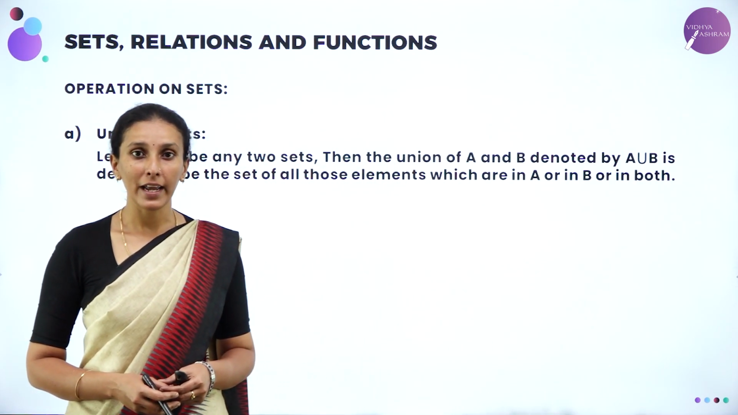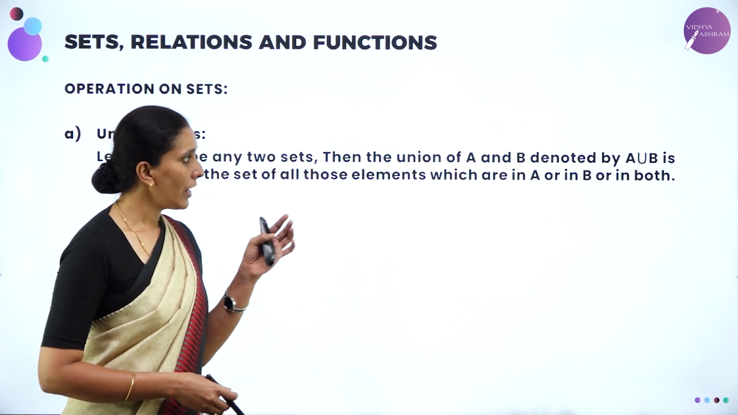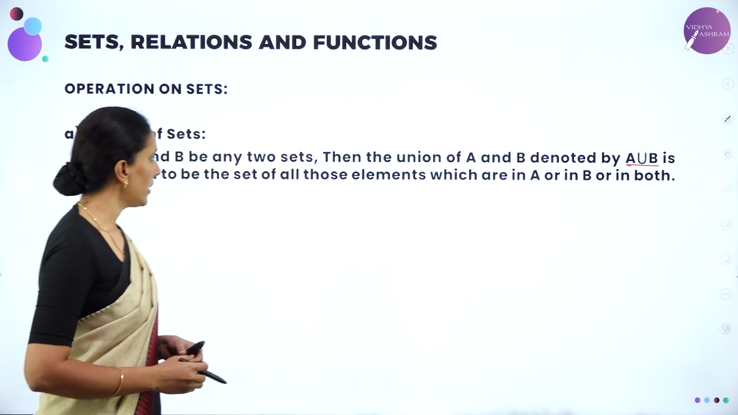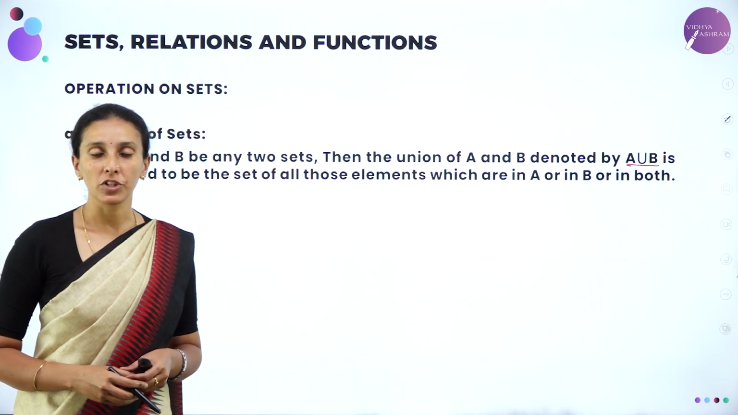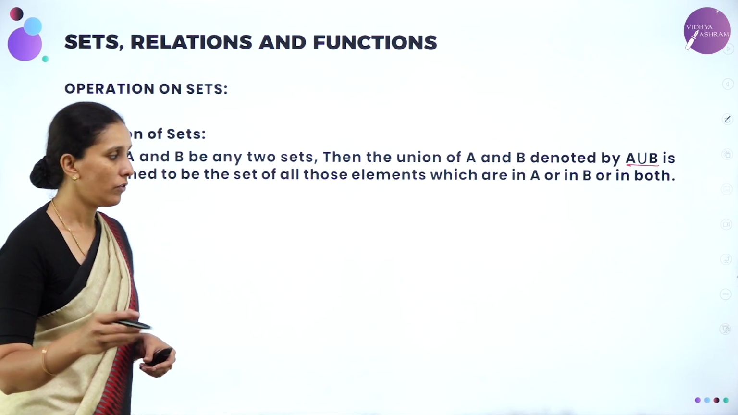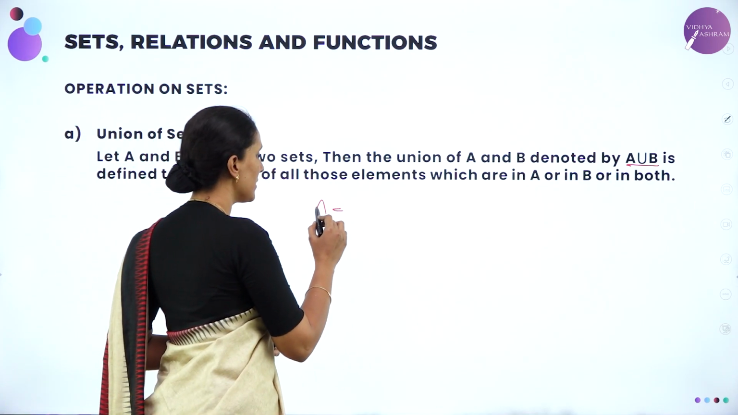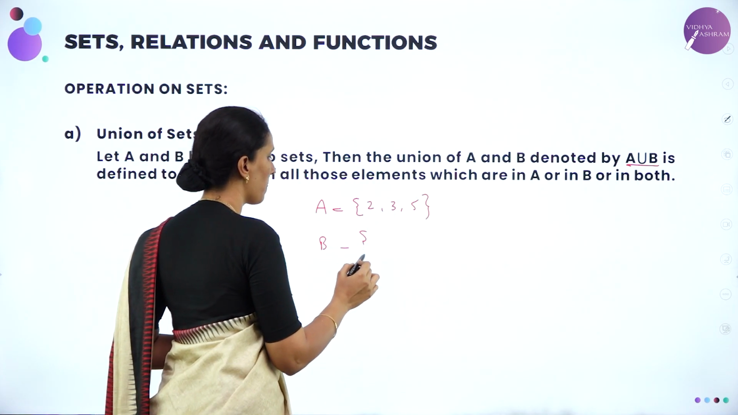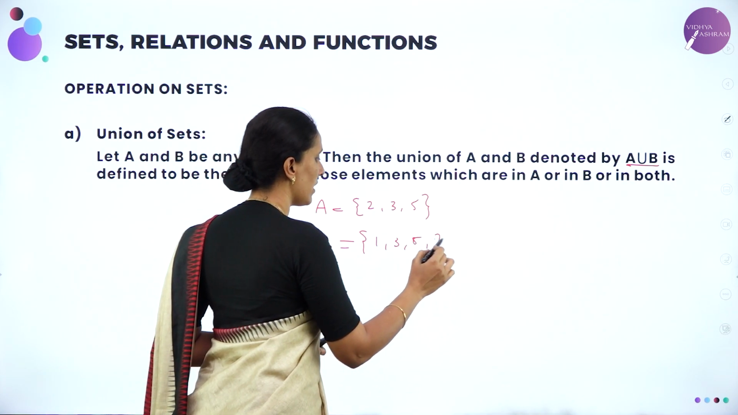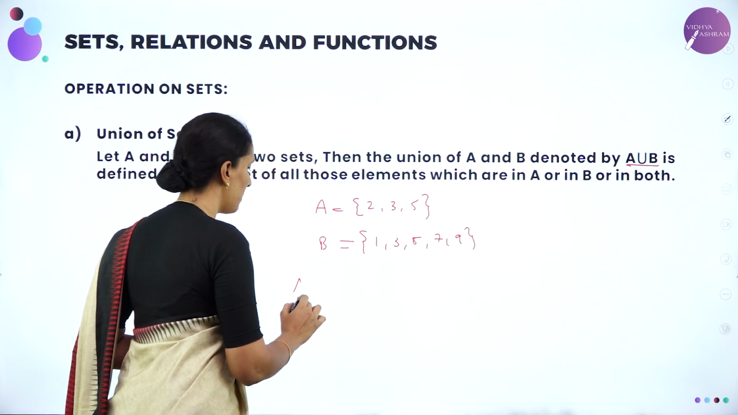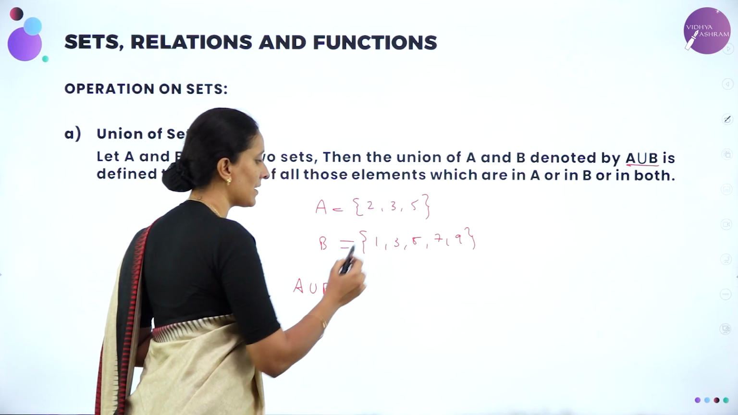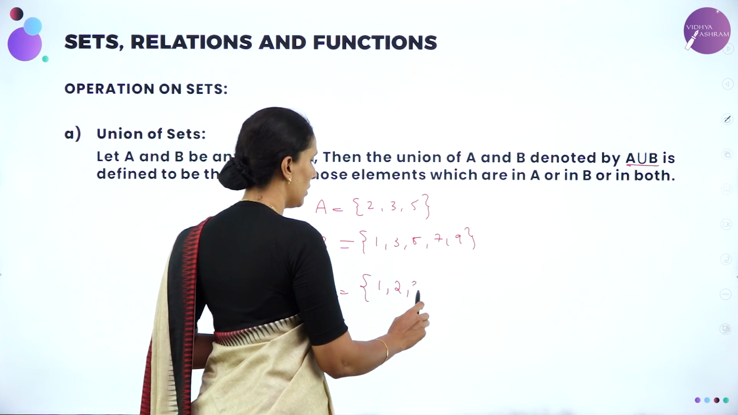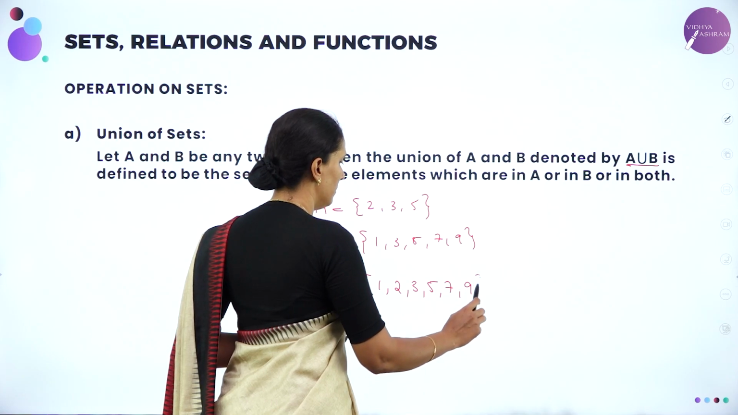Suppose A and B are any non-empty sets, then the union is denoted in this form, that is A union B. It is defined as the set of all those elements which are in A or B or in both. For example, let me take set A is equal to {2, 3, 5}. Set B is equal to {1, 3, 5, 7, 9}. Now A union B means all the elements which are present in A or B. So here if I write the set, it is {1, 2, 3, 5, 7, 9}.